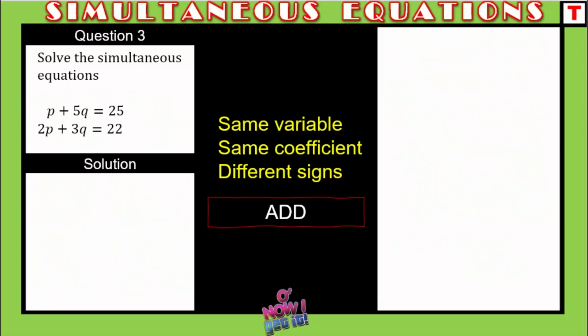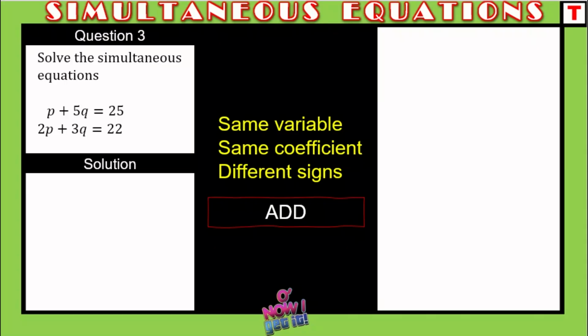Okay, welcome back. If you had a go, let's have a look at the solution to this one. So firstly, again, we are going to be looking for the same variable, same coefficient, different signs. Once we have these conditions, then we're going to add. If we don't have these conditions, we create those conditions.